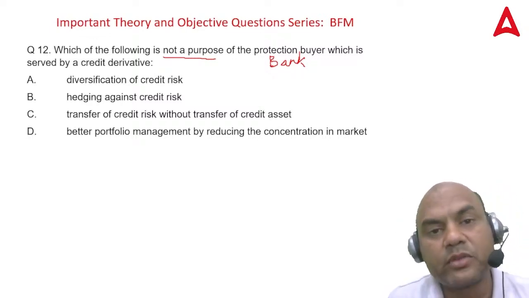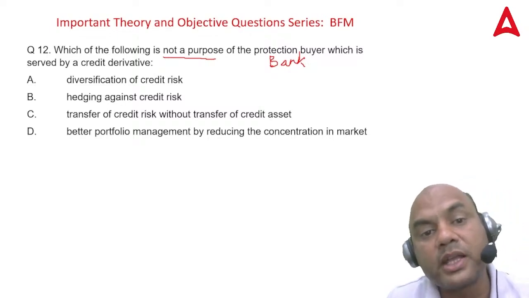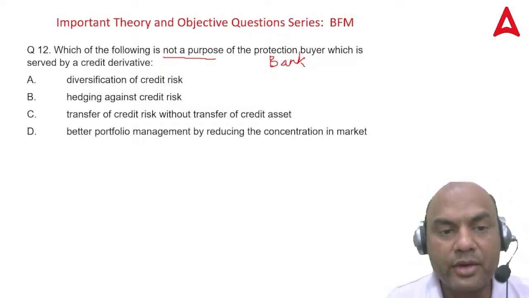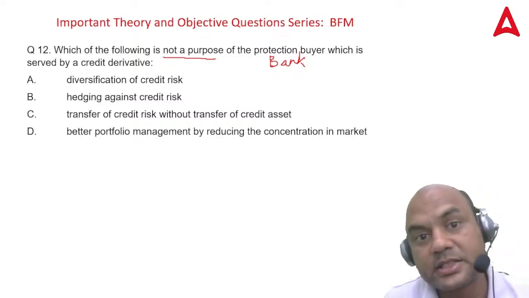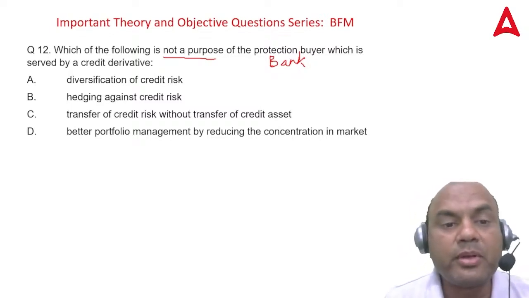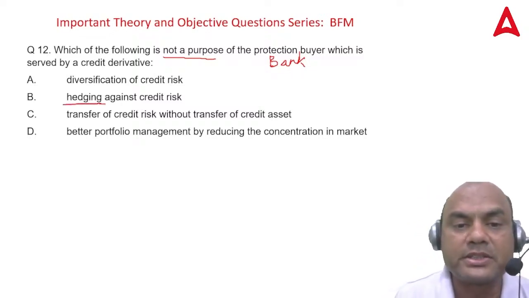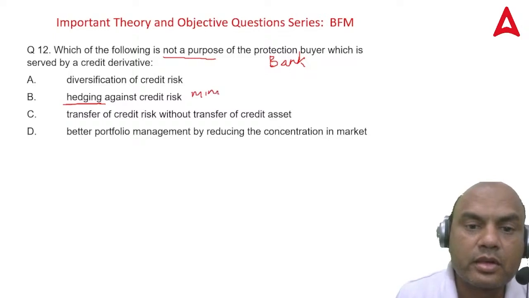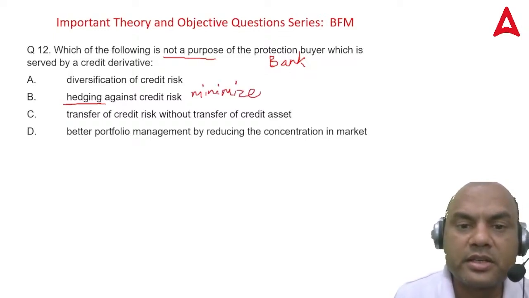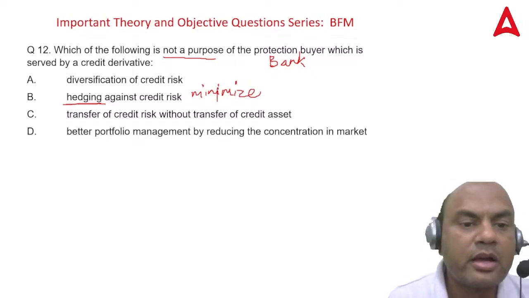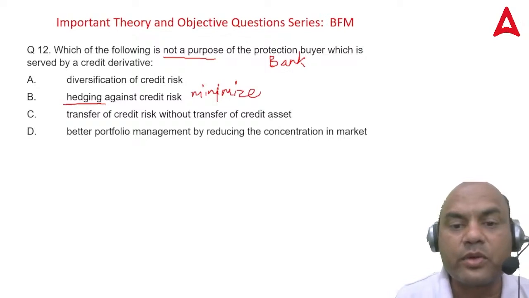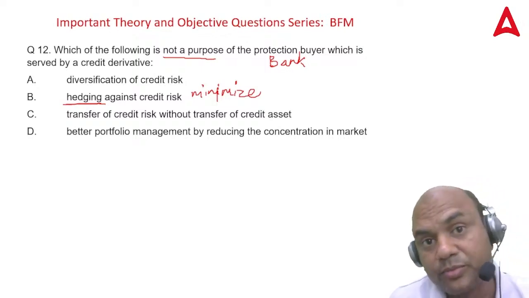First, before checking what is not the purpose, let's check what is the purpose. Hedging against the credit risk. Is it the purpose? Yes, hedging is the purpose. What do you mean by hedging? Minimizing the risk. Hedge means minimize. Minimize is known as hedging. Transfer of credit risk without transfer of credit assets. So that is also true.